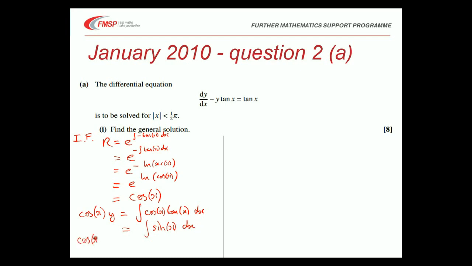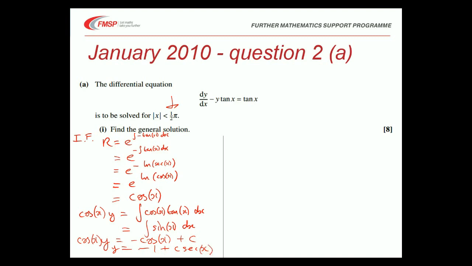Let's do cos x y equals, the integral of sine x is in fact minus cos x plus c. Finally, divide by cos x everywhere. I should check whether that's going to be 0. But they've limited my x values here, so I think we're okay. We're never going to get a 0 out of cos x. And this is going to become minus 1 plus c over cos x, which is going to be c sec x. That is my general solution.